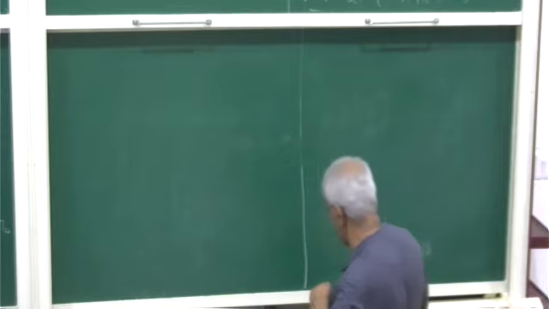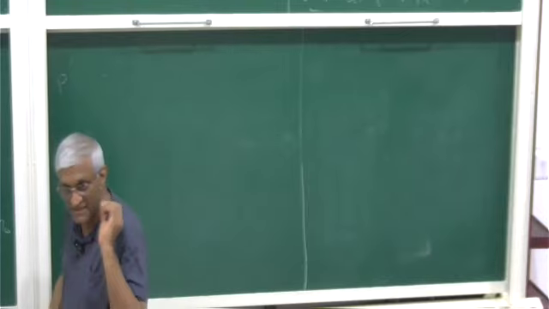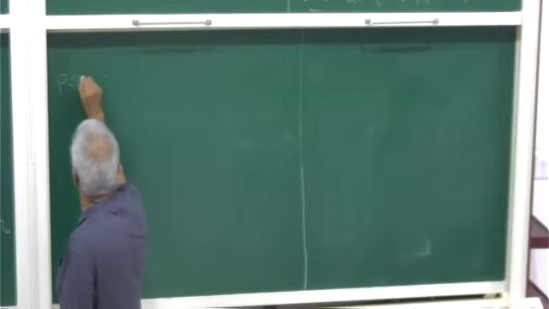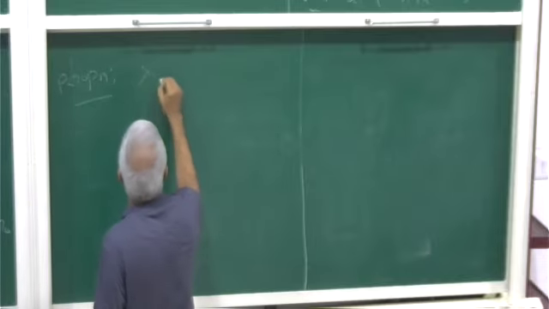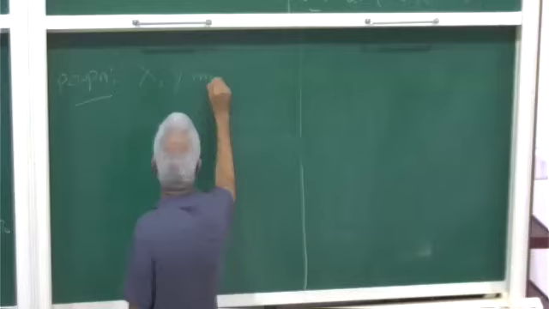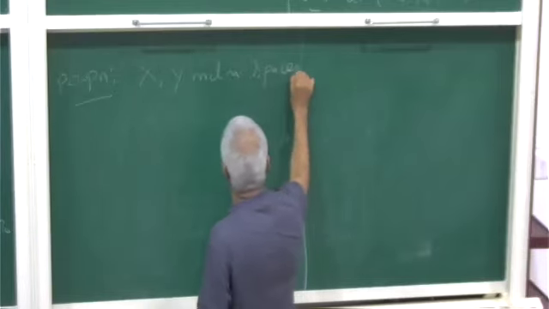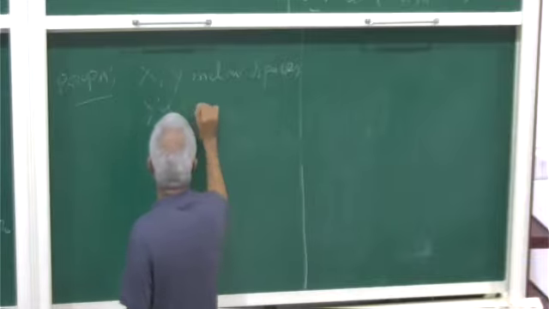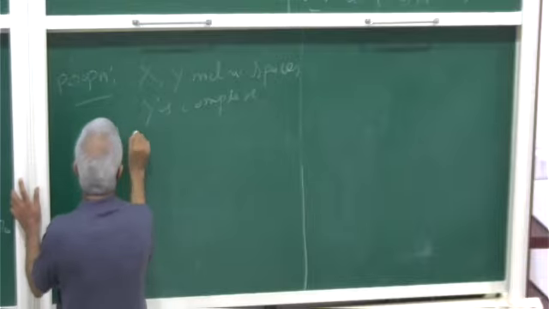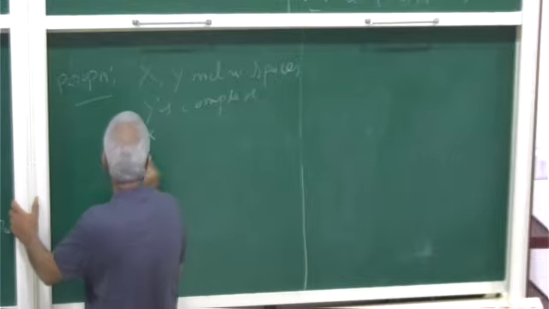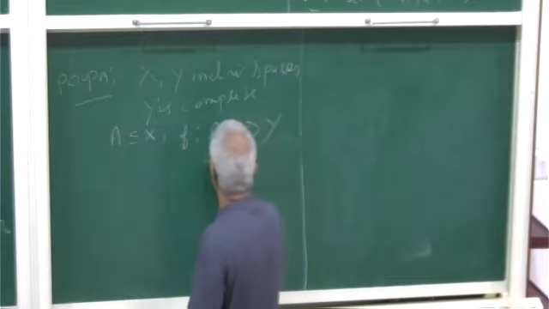Okay. Now I want to prove the completion is unique. For that, I need the following proposition. If X, Y are metric spaces, assume Y is complete, and A is contained in X, some set, and f from A to Y is uniformly continuous.